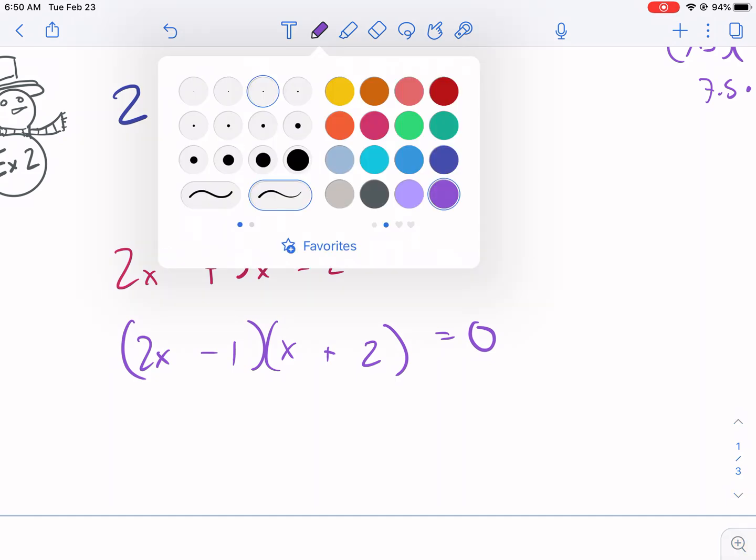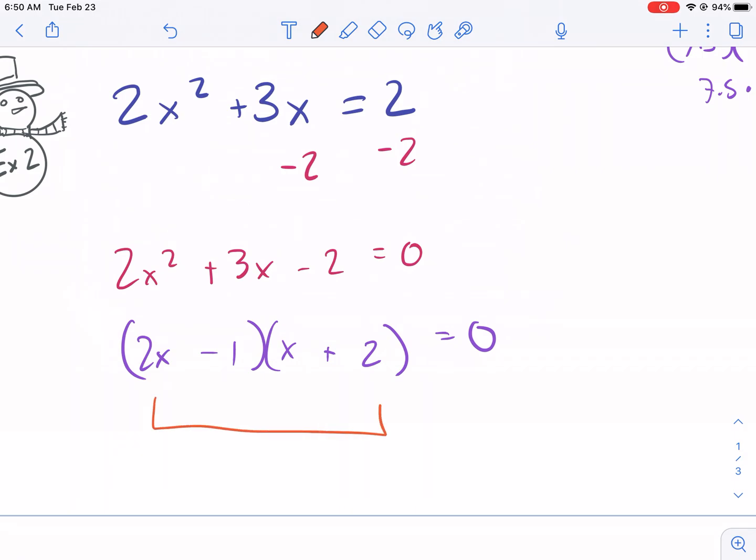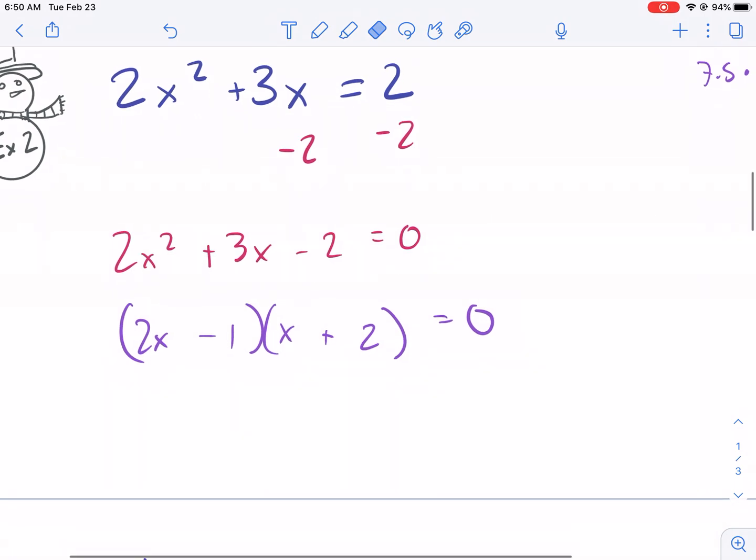Now, just to check my factoring, in case you're wondering, this times that is 4x. This times itself is 1x, and that adds up to 3x, so I know I did those terms correctly. 2 times negative 1 gives me negative 2, the last term. And then 2x times x gives me 2x squared, so I'm good. I factored this correctly. Now what do we do?